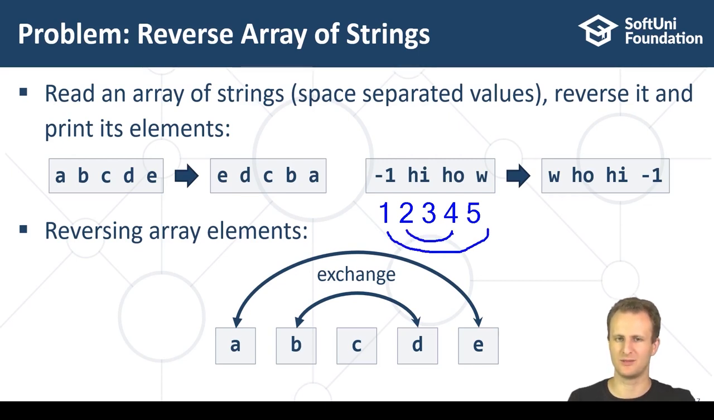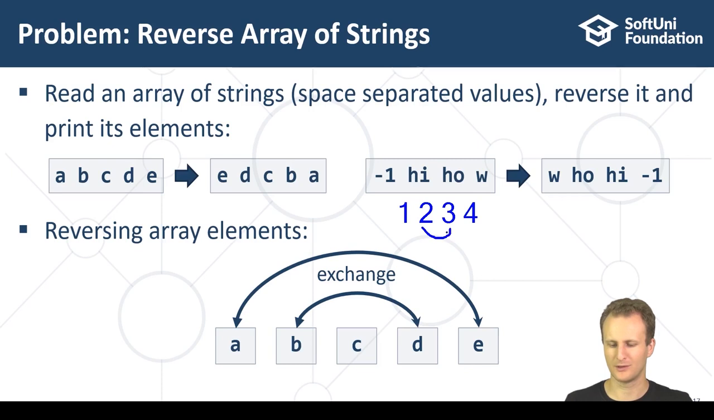We don't need to exchange anymore because if we continue exchanging, we'd reverse it again. So we only need to continue until we reach the index that is the number of elements divided by 2. So if we have 4 items, how does that look? 1, 2, 3, and 4. Well, again, we exchange 2 and 3 and we exchange 1 and 4.